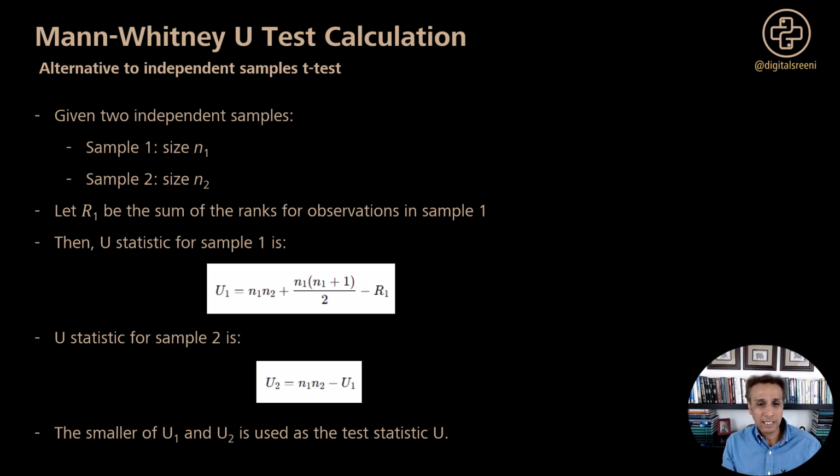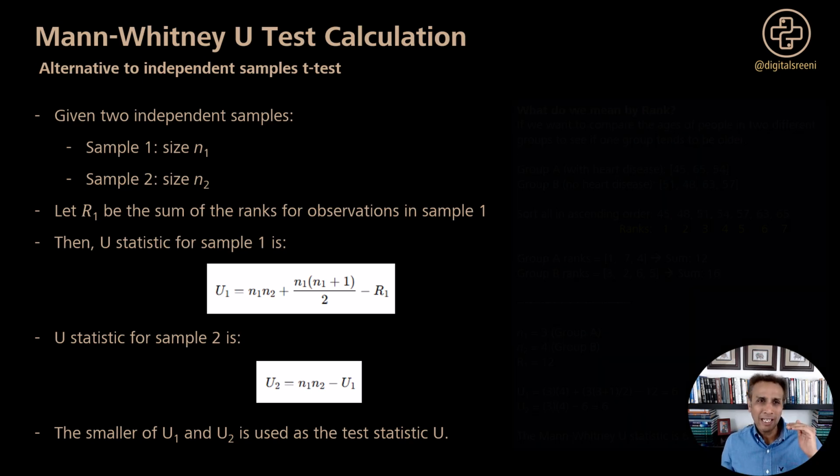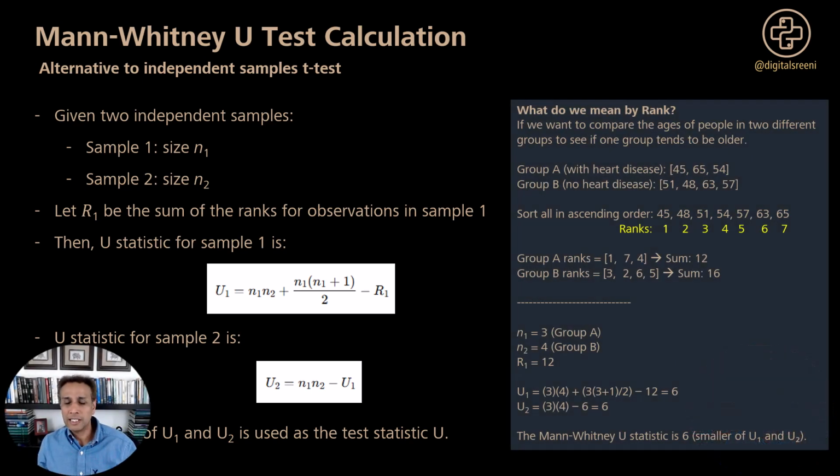Then the U statistic is given by this formula. U1 equals N1 times N2, which is size of sample 1 times size of sample 2, plus N1 times (N1 plus 1) over 2, minus R1. If none of that made sense, hopefully it will in the next couple of slides once you see those. And the U statistic for sample 2, so there are two U statistics you're calculating, one for sample 1, one for sample 2, and the smaller of these two is actually considered to be the U statistic when you're comparing these two.